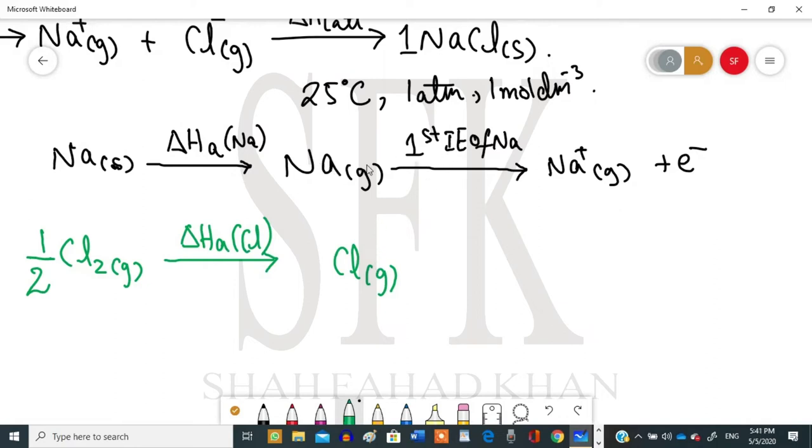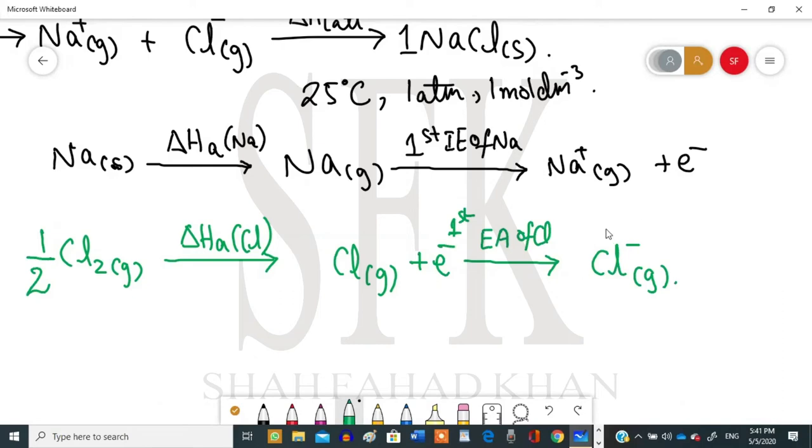Now, once we've got our gaseous chlorine atoms, what's the next step? In case of sodium, to form positive ions, we removed an electron from sodium, right? In case of chlorine, to form a negative ion, chlorine has to gain an electron. And once it gains the electron, it forms a chloride ion in its gaseous state, right? In this case, what's going to be the enthalpy change of this reaction? Again, this is something new for you guys. This is A2 stuff. This is the electron affinity. The first electron affinity of chlorine, to form 1 mole of chloride ions.